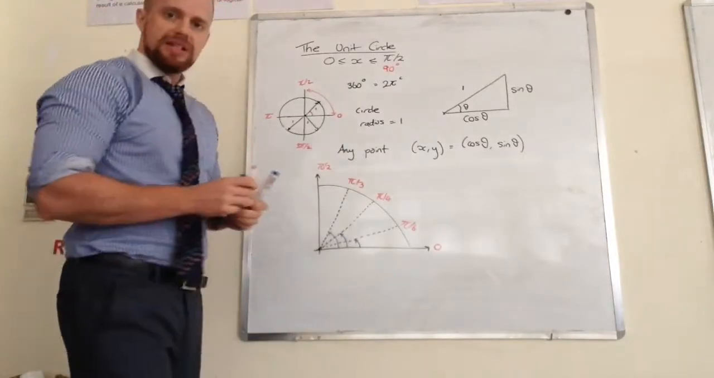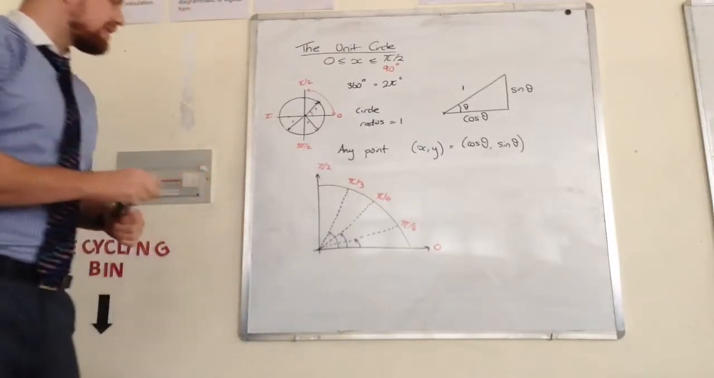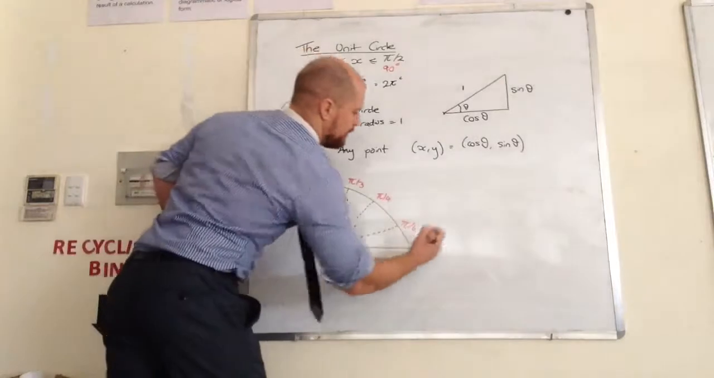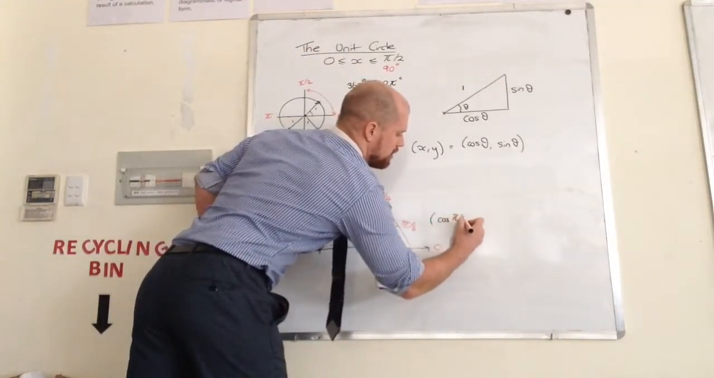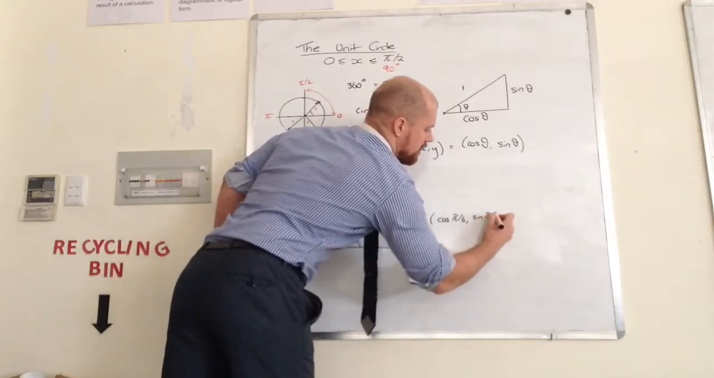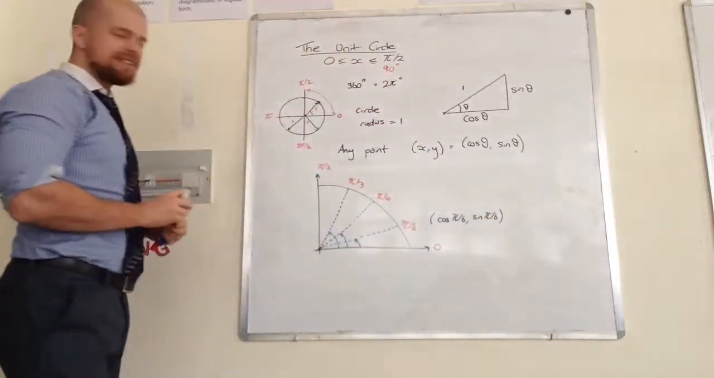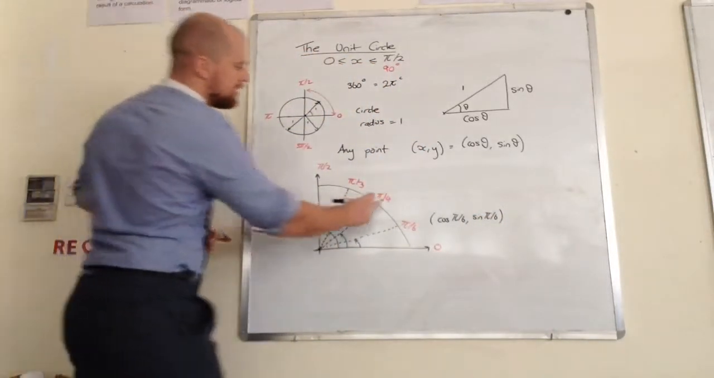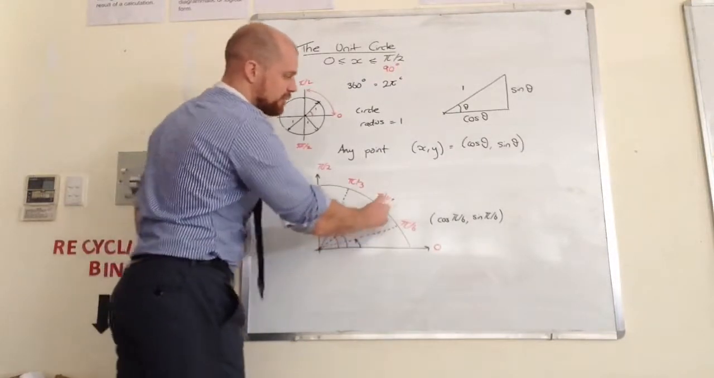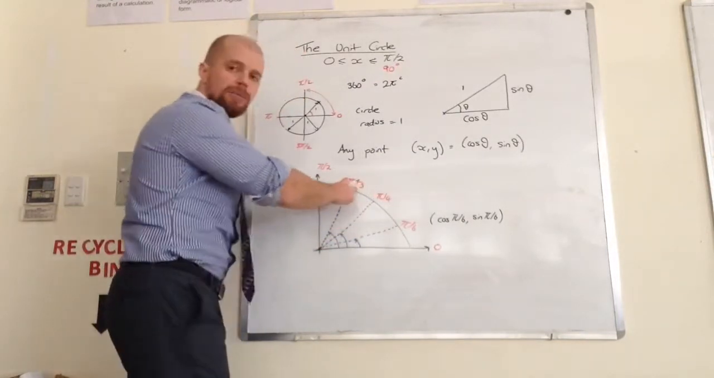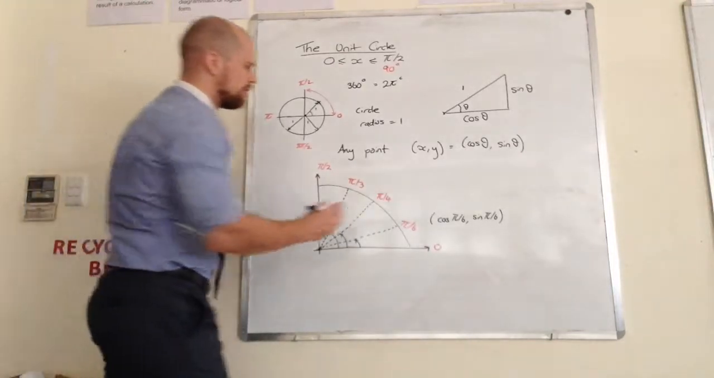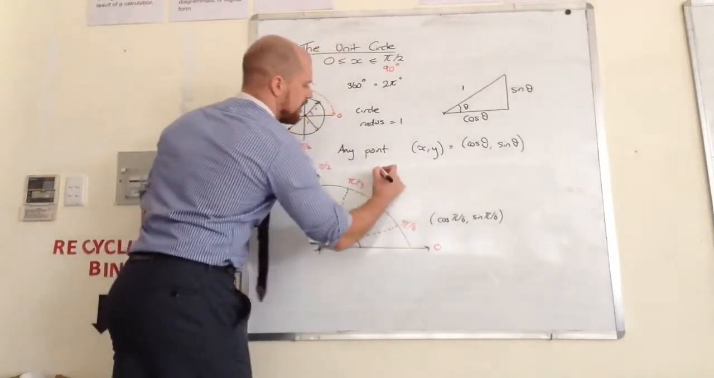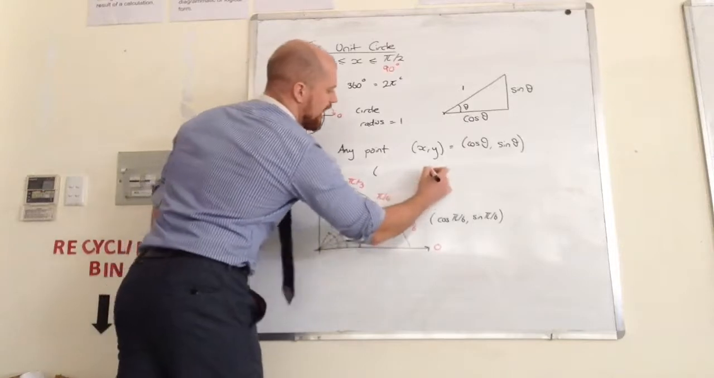Now there are lots of different ways to remember it, but the easiest way, I think, is to put them in. So that's this coordinate, okay? This is this coordinate, cos pi by 4, sine pi by 4, cos pi by 3, sine pi by 3.